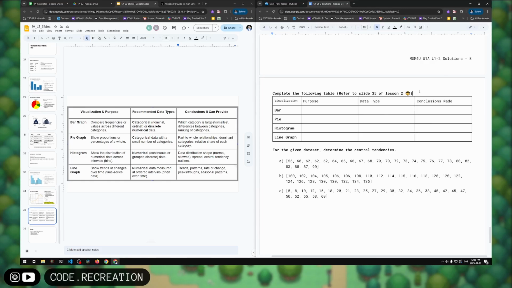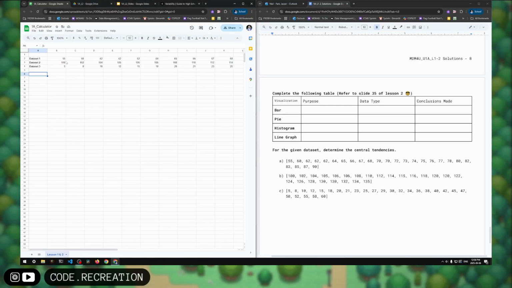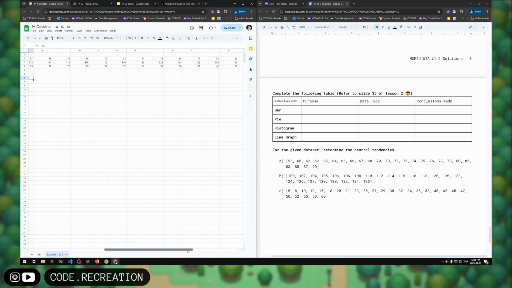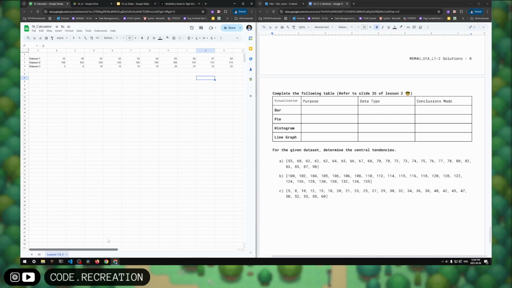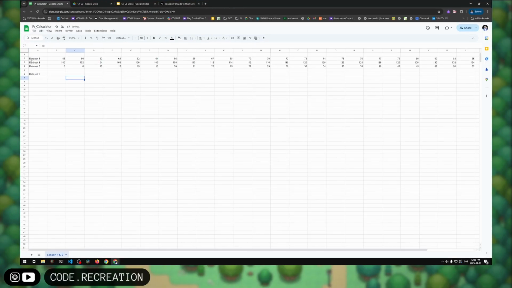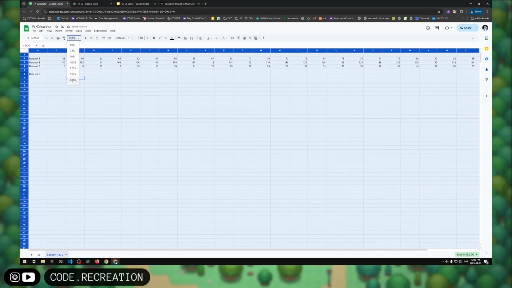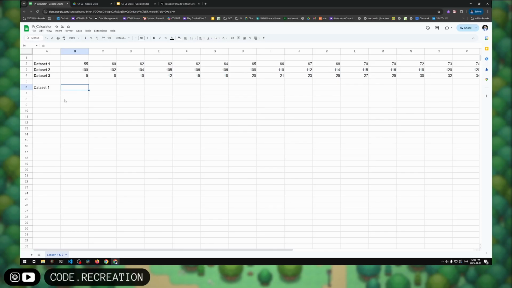Boom. Okay. And the last question of this worksheet is for the given data set. We're going to determine the central tendencies. And I have it right here in the Google Sheet. So basically, in this type of scenario, you can punch it into Google Sheet, or you can use your calculator, just punch in all the values and make sure that you're doing the calculations properly. So in this scenario, we have data set 1 here. Let's zoom into like 150%. All right. So we're going to write mean, median, mode, and then we're going to write the values here.